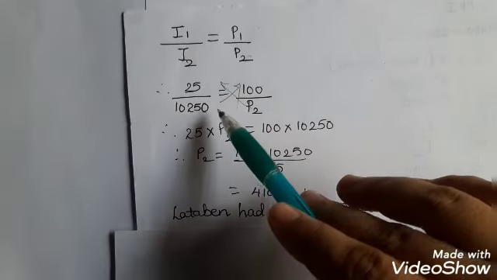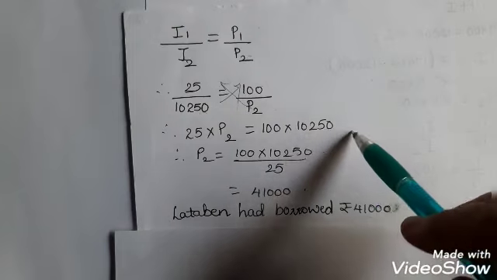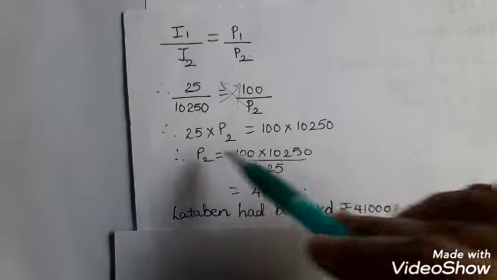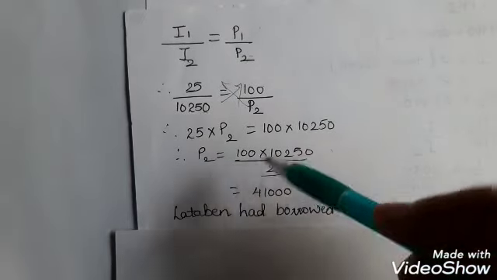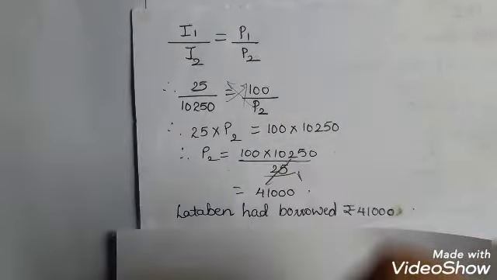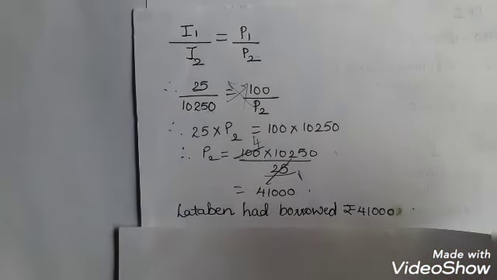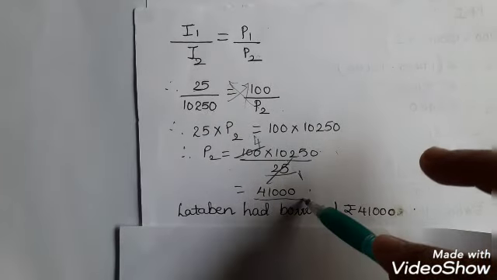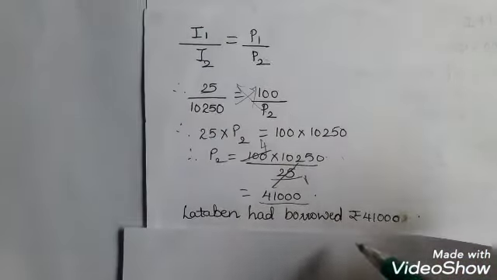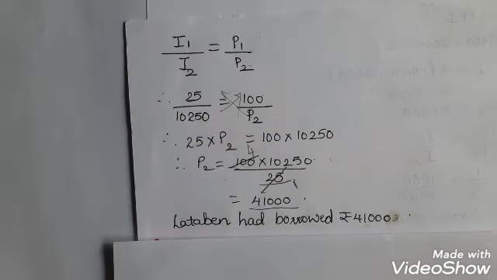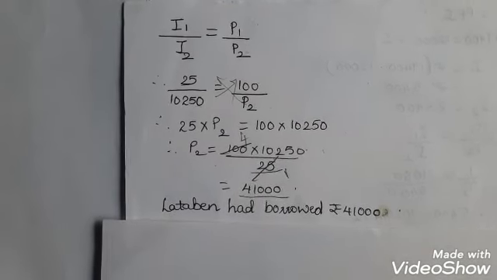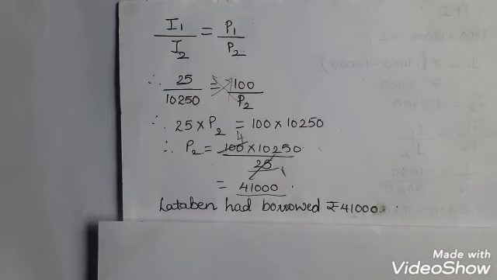25 into P2 is equal to 100 into 10,250. Therefore P2 is equal to 100 into 10,250 upon 25. 25 ones are 25, 25 fours are 100. You multiply 10,250 by 4, you get 41,000. So Lata Ben had borrowed rupees 41,000 from the bank. So we got to know how much money she borrowed.